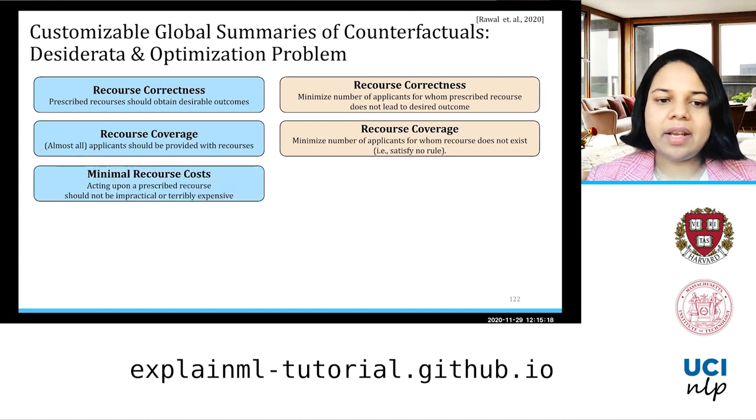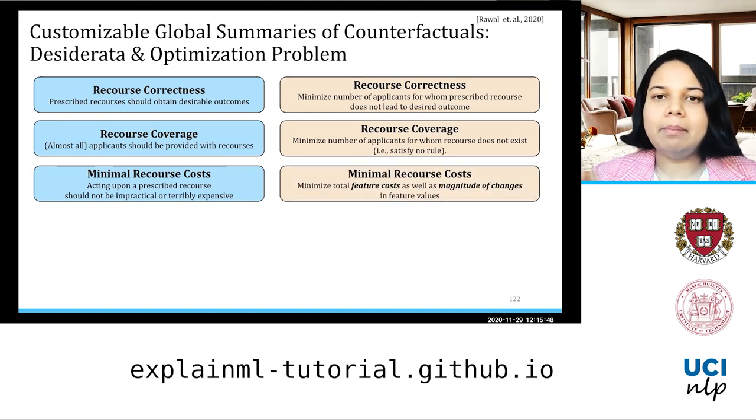And the third criterion is minimal recourse cost. We need to ensure that the prescribed recourses should not be impractical or terribly expensive to act upon. That is, we should not prescribe recourses which involve changing features which are impractical to change, or even making changes of a magnitude that is so high that it is again infeasible. So in order to capture this notion, there is this idea of minimizing total feature costs as well as the magnitude of changes in feature values, and we can add this notion to the objective function. And feature costs can actually be computed using pairwise feature comparison inputs from end users or domain experts.